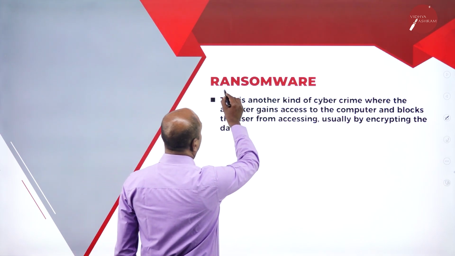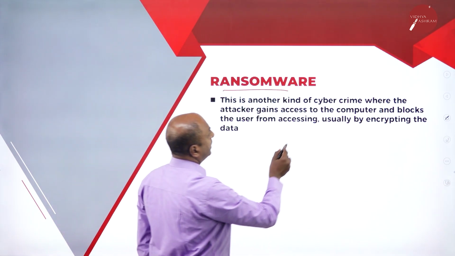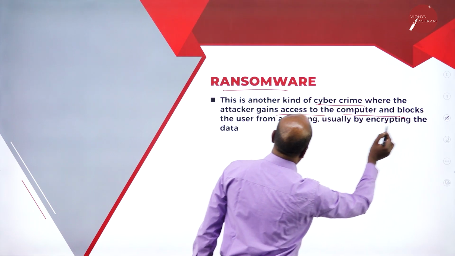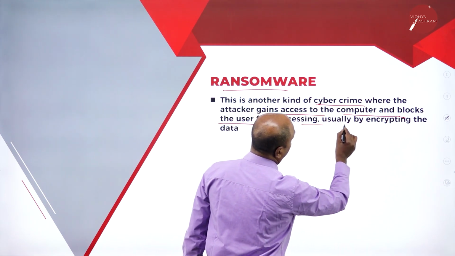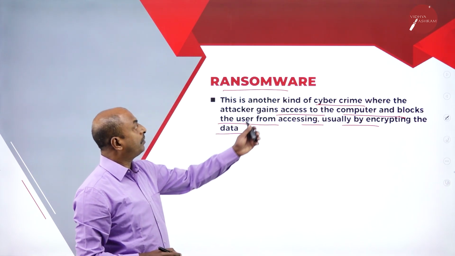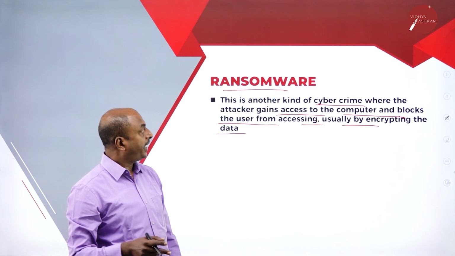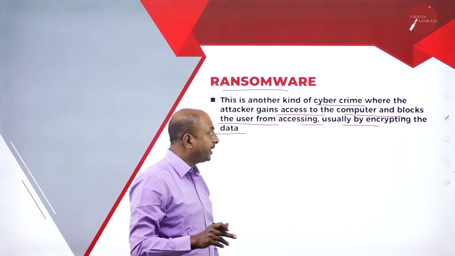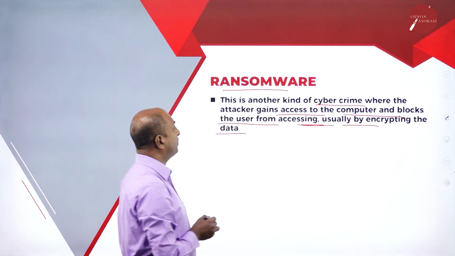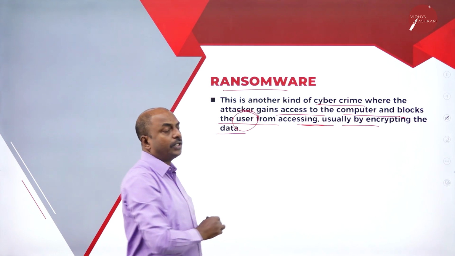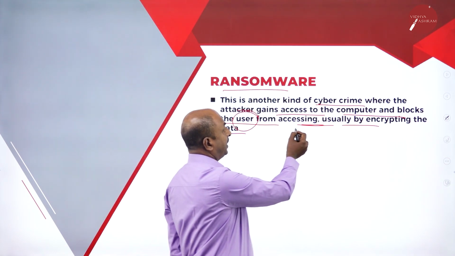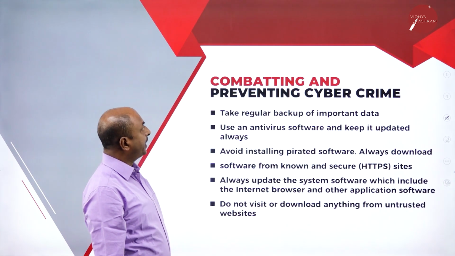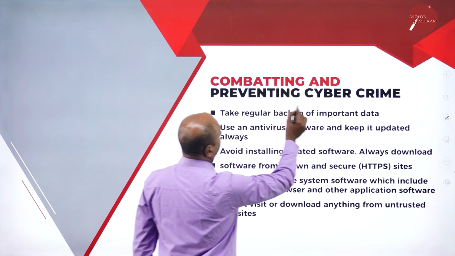Next one is ransomware. So what is ransomware? It is another kind of cybercrime where the attacker gains access to the computer and blocks the user from accessing it, usually by encrypting the data. Here the hacker or another user will try to get into your system and make sure that all your activity can be controlled through that particular person, or blocks the user from accessing or using his email ID or his account. So this is ransomware.